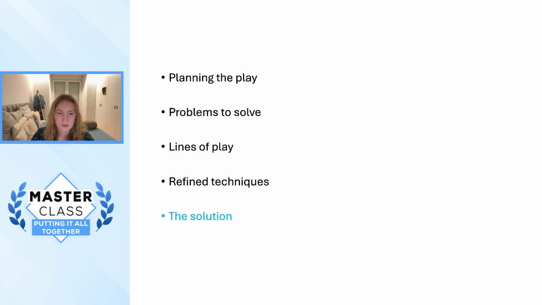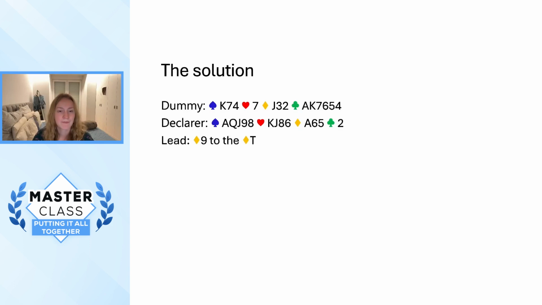Right, now we've talked about everything that there is to talk about on this hand. We have to put it all together. Here is our lead. I give you a bit more information. The 9 gets covered by the 10 on your right. Your turn. Start by ducking and win trick 2.